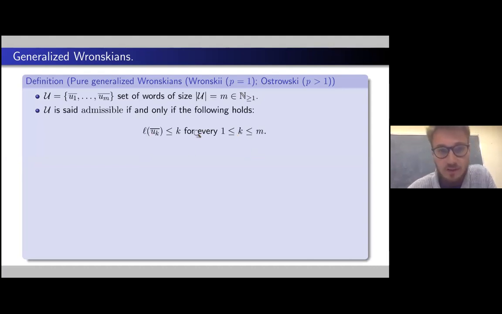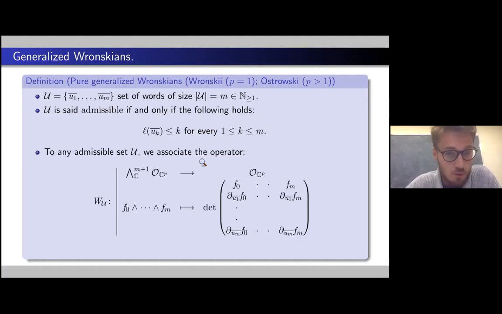We require that the length of U_K is less than or equal to K for every K between 1 and M. Of course, for this to make sense, we have to adopt a way to order the words inside U. We start by ordering the words of length 1 according to the lexicographic order, then the words of length 2 according to the lexicographic order, and so forth. And so we can then check this condition.